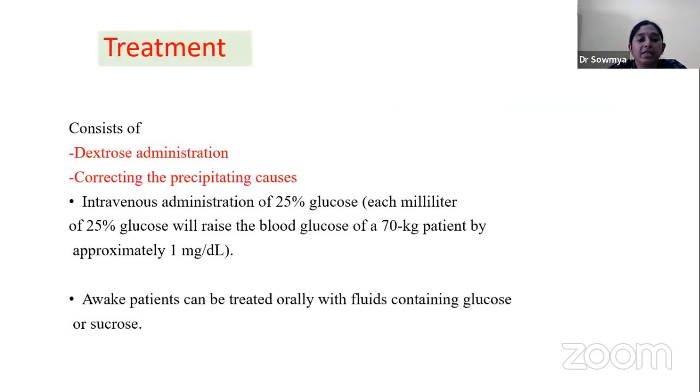What should we do? If the patient is awake, we have to give orally fluids containing glucose or sucrose. If the patient is drowsy, not able to take orally, or in a critical situation, we have to administer IV 25% glucose.